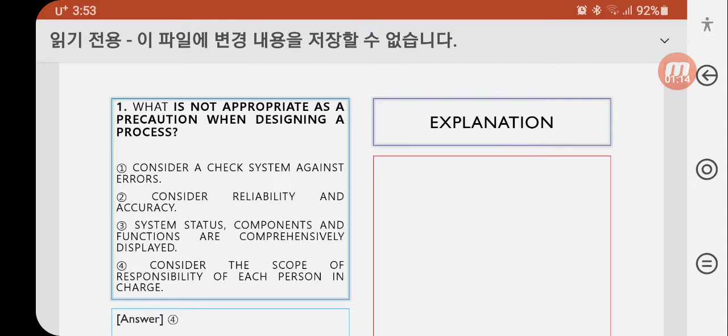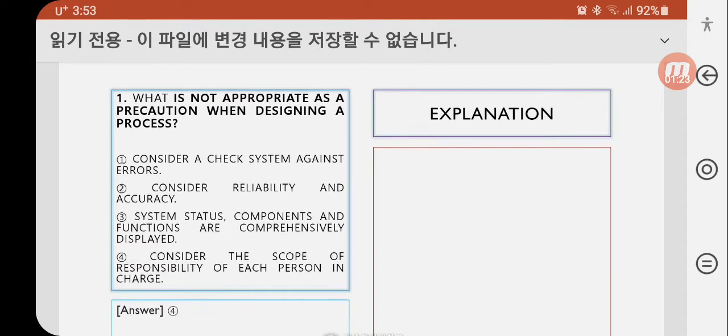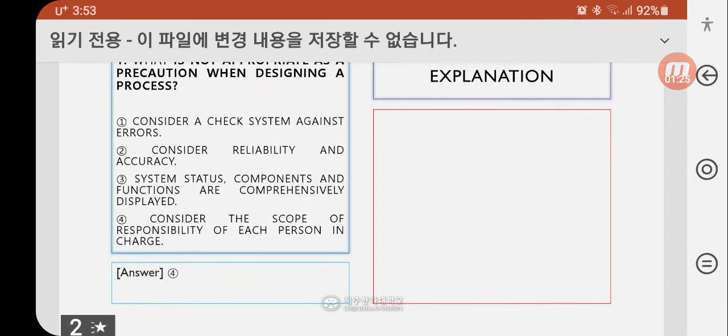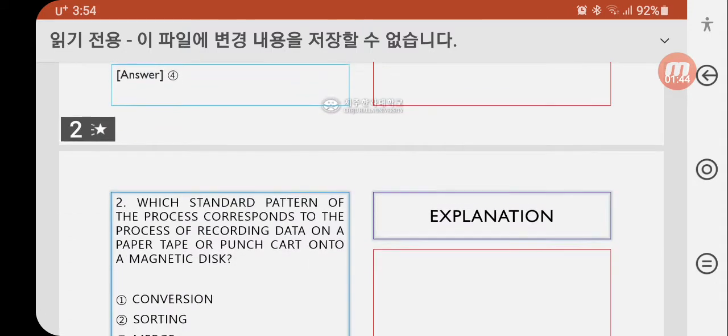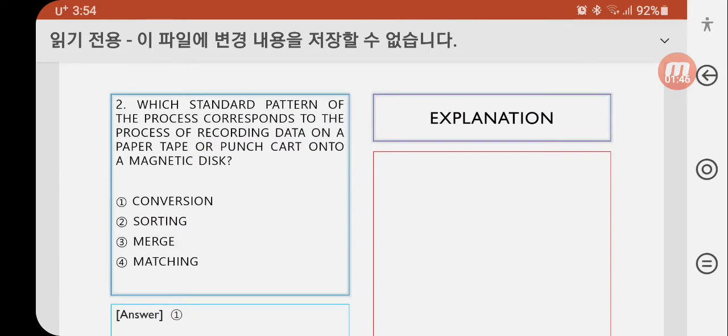What is the correct answer? The answer is number 4. Keeping the contents of designing a process organized will help you the next time you study. Next question.